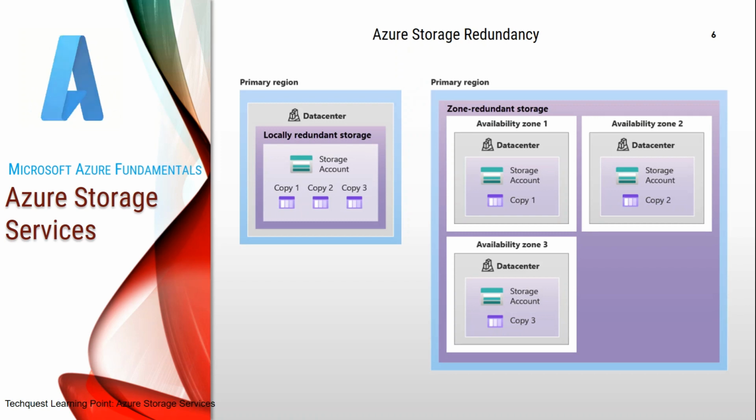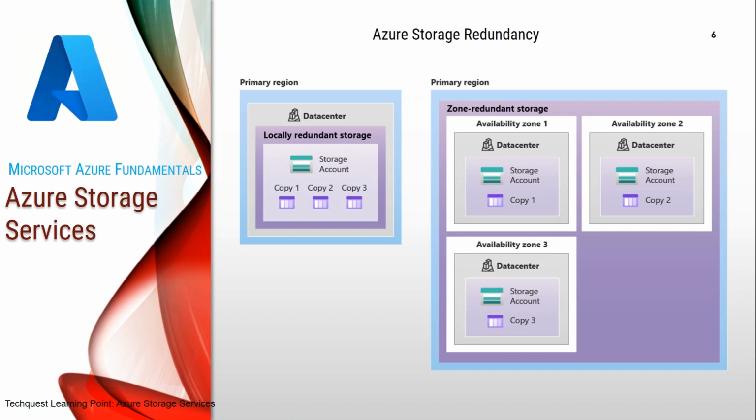Redundancy in the primary region. Data in an Azure Storage account is always replicated 3 times in the primary region. Azure Storage offers 2 options for how your data is replicated in the primary region: Locally redundant storage (LRS) and zone redundant storage (ZRS).